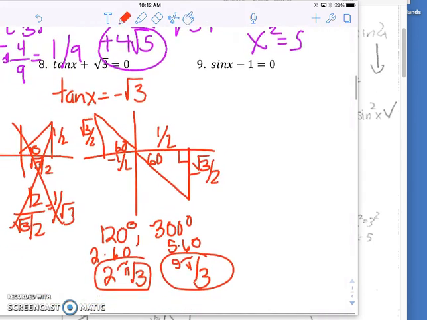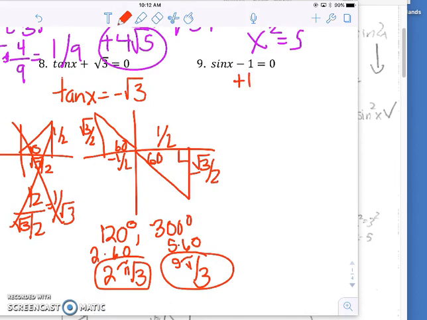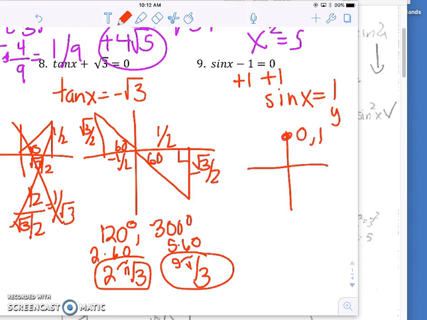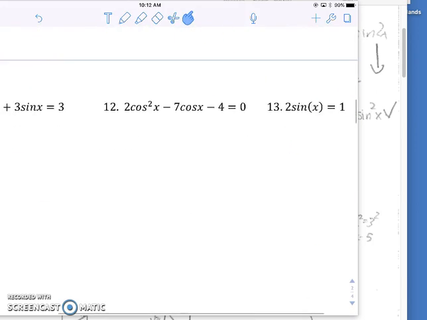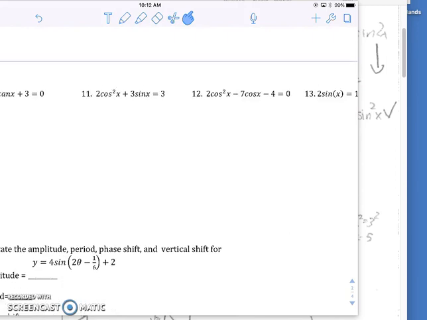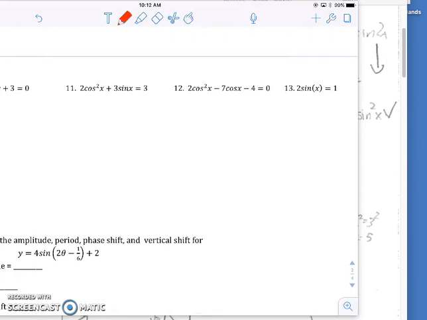And this last one, the sine of x equals 1. So if we add 1, sine of x equals 1. So this is, where is our y value 1? Well, that's right up here, so that's at pi over 2. So now we have some more solving here.